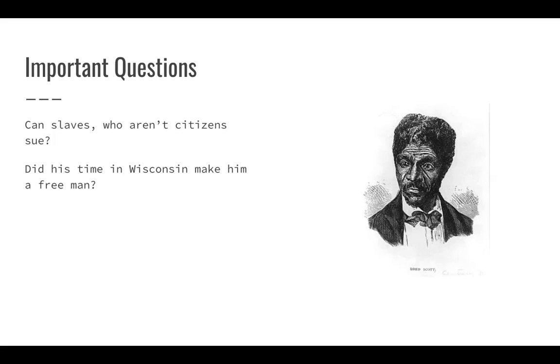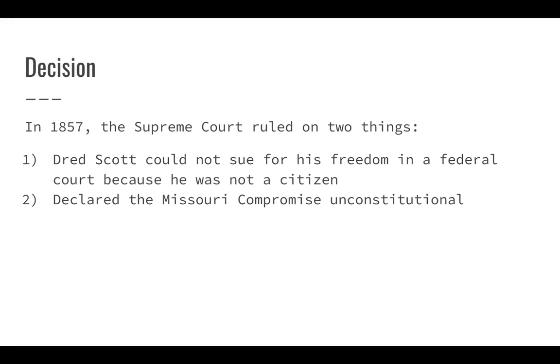So the Supreme Court has to answer these two questions in Dred Scott v. Sandford. In 1857, the Supreme Court ruled against him on two things. Number one, Dred Scott could not sue for his freedom in federal court because he was not a citizen. They argued this was the case for all Black people, including people who were free. So this does not have to do with him being a slave. It has to do with him not being a citizen.